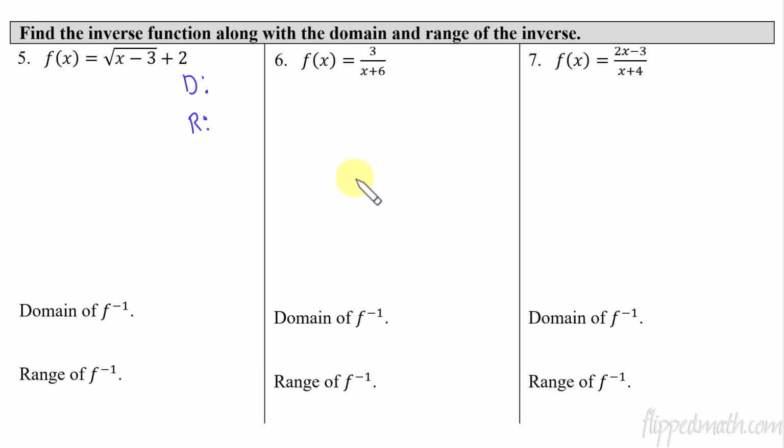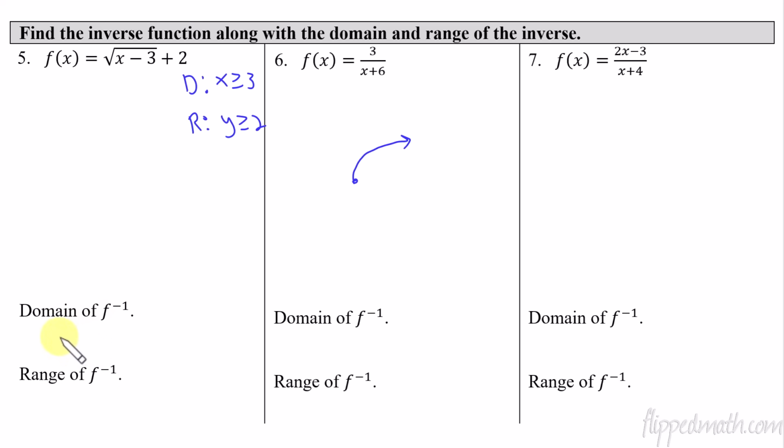The square root graph, I'm just going to do it right here so you see it. The square root graph goes like that, and I'm shifted right 3 and up 2. So the domain is all the x values that are greater than or equal to 3. The range is all the y values that are greater than or equal to 2. Okay, that's going to help me quite a bit when I get down to the domain and range of this one. In fact, I can just do it right now.